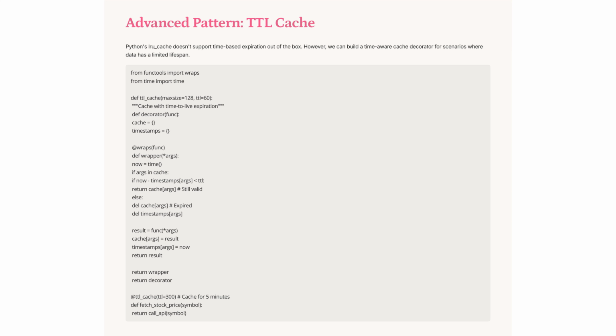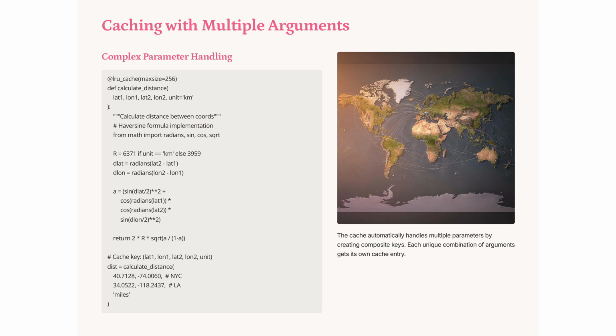This approach is useful for scenarios like fetching stock prices, where data freshness is crucial. Caching with multiple arguments involves creating composite keys for each unique combination of parameters. Using Python's LRU cache, we can efficiently cache the results of functions like calculate distance, which computes distances using the Haversine formula. This approach ensures that repeated calculations with the same inputs are retrieved quickly, optimizing performance.